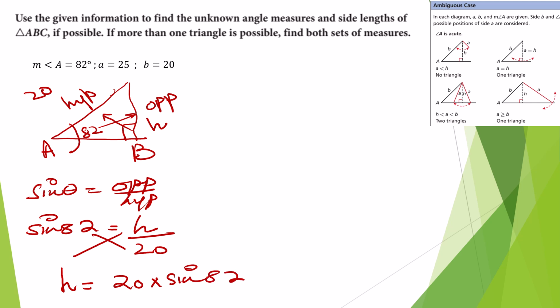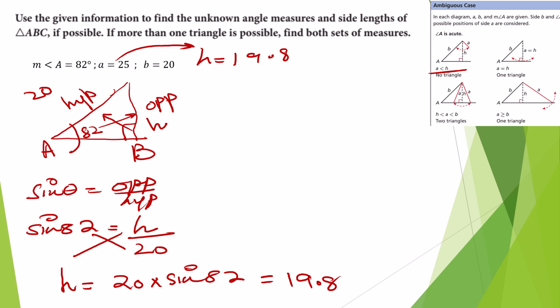So 20 sine 82, if I write it, I get 19.8. Okay, so my height is 19.8. So what is happening? A is less than the height. I cannot measure anything. I cannot make any triangle. Okay, so any triangle I cannot make.